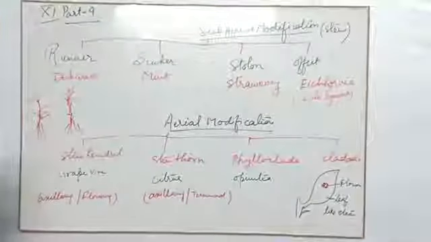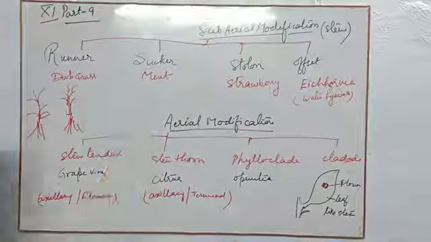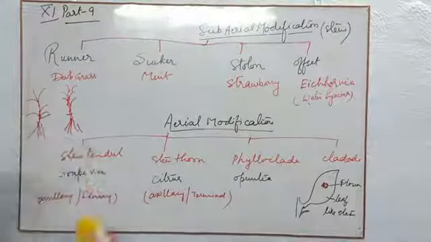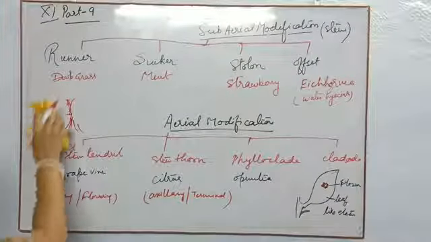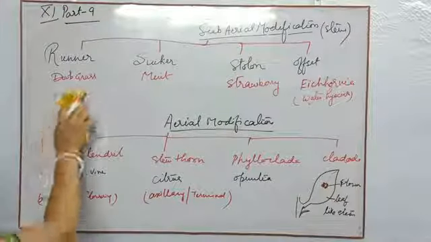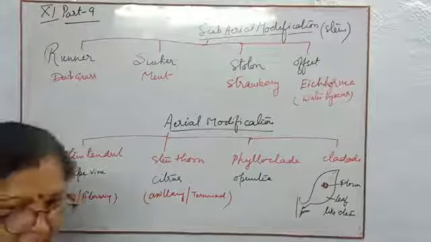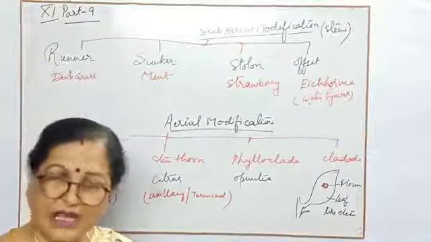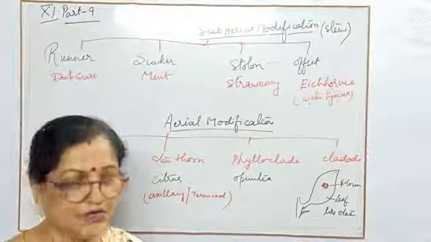This is the runner. Then sucker. Children, one example of sucker you can understand is mint. If you have mint in your own house as a kitchen garden, you can put some strands of mint without any leaf. Again they will grow into new plants.